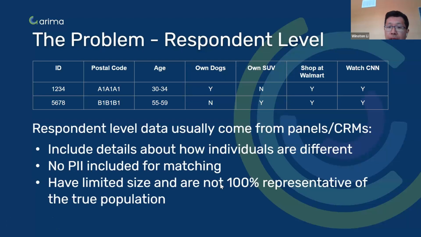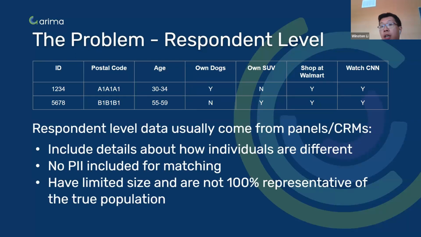And the other challenge is sample size. The way you would get a data set like this is either through panels, meaning market research. So you call up some market research companies and you say, can you go and ask people these four questions? Do you own dogs? Do you have an SUV? Do you shop at Walmart? And do you watch CNN? And the market research company that you work with would charge you a fee, and they would call up their panelists, and they would ask them those questions.